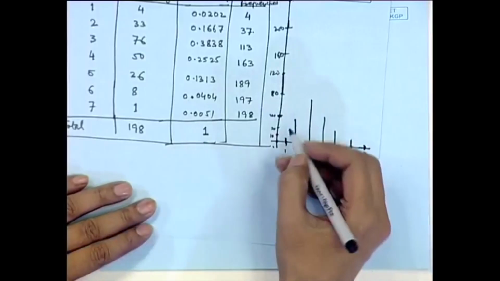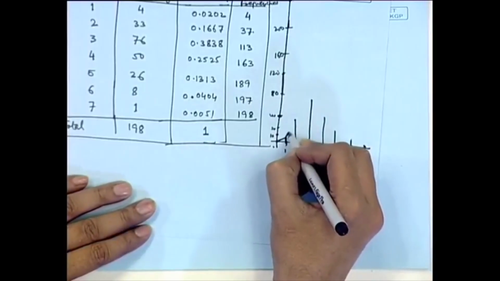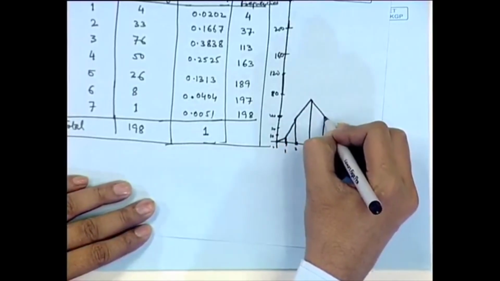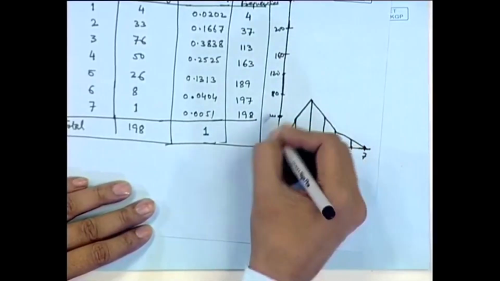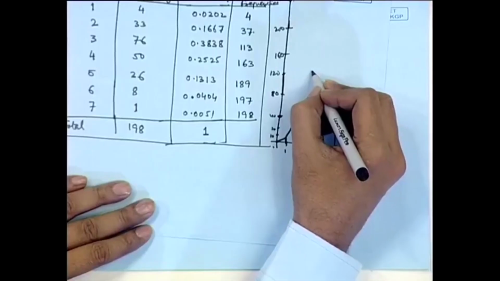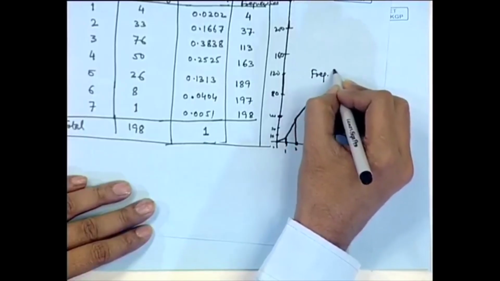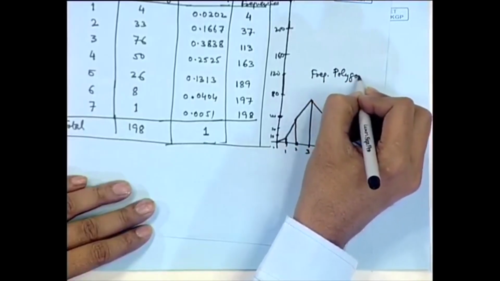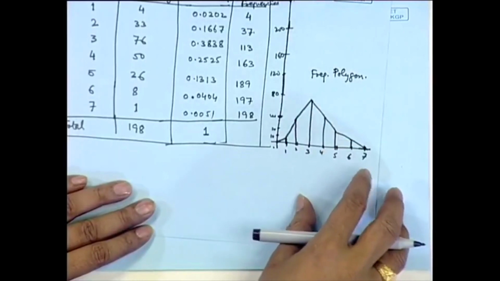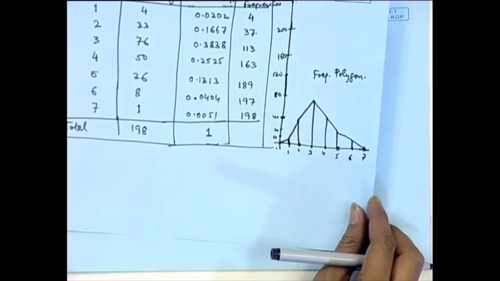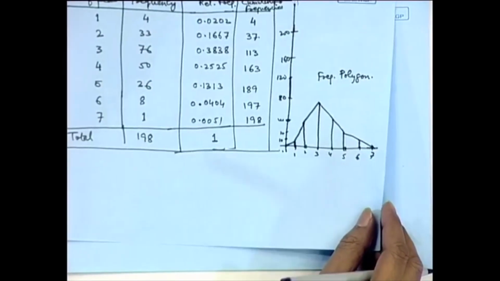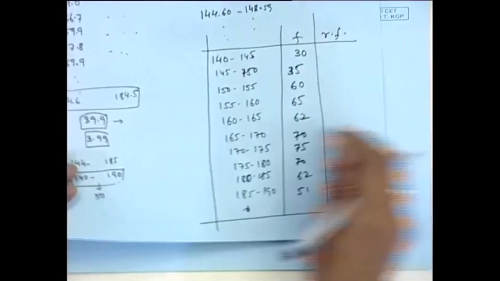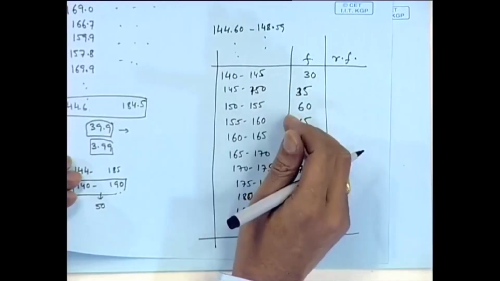One may join these values. This tells us about the shape of the curve, and this is known as frequency polygon. However, if one has a classified data of the continuous variable, it is more appropriate to draw a histogram.